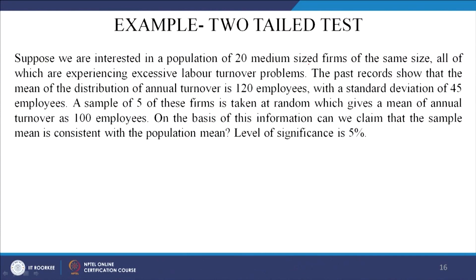Suppose there are 2-3 examples which we will cover. Suppose we are interested in a population of 20 medium sized firms of the same size, all of which are experiencing labor turnover problems, right. The past record shows that the mean of the distribution is 120 employees. How much is the mean? Mu is equal to 120 with a standard deviation of 45. Okay. A sample, now sample is marked as n is equal to 5.